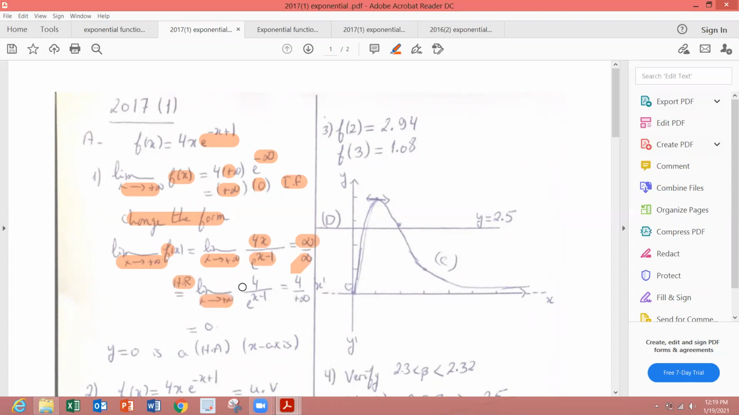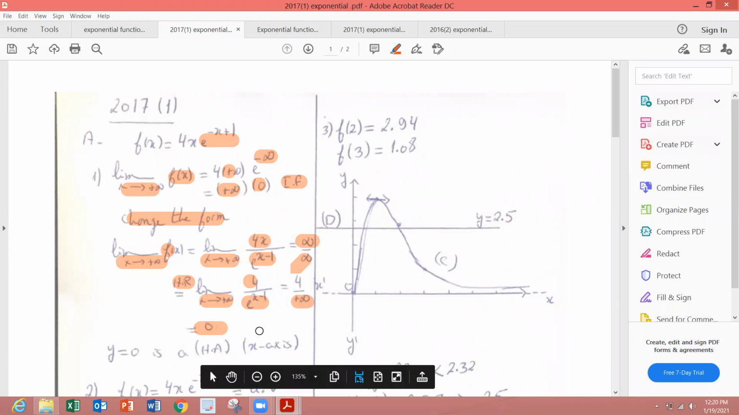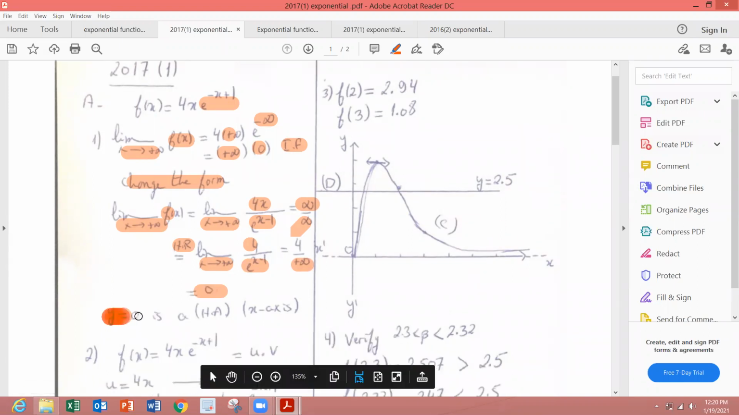Limit as x tends to plus infinity. The derivative of 4x is 4. The derivative of e to the power x minus 1: first I take the derivative of x minus 1. The derivative of x minus 1 is 1. So we get e to the power x minus 1. Now we replace x by infinity. We get 4 over e to the power plus infinity, which is plus infinity. 4 over infinity is 0. So y equals 0 is a horizontal asymptote, or the x-axis is a horizontal asymptote.